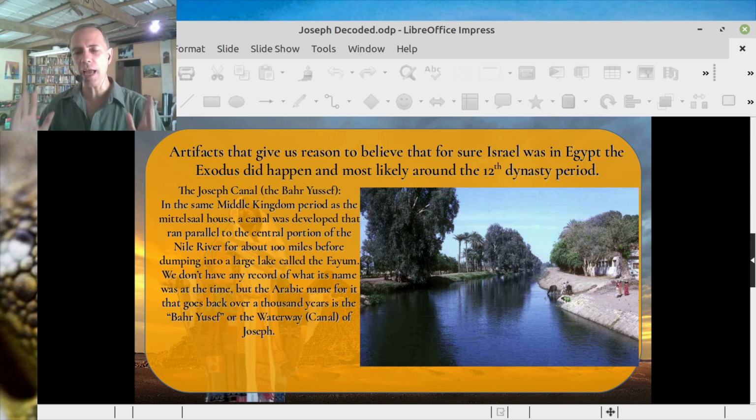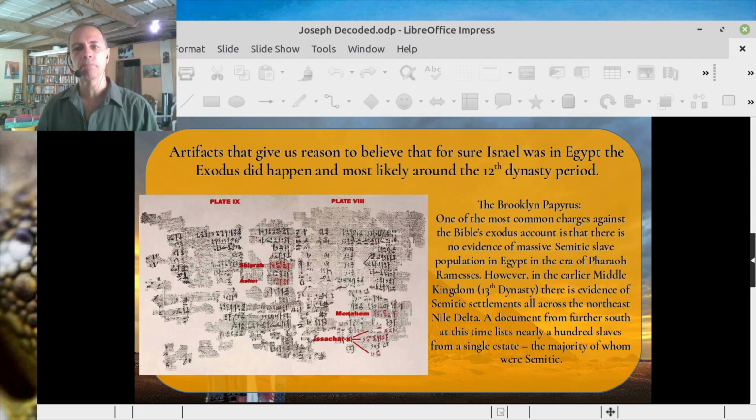And so there's this canal over in Egypt that exists today, runs about 100 miles, and has always been known as Joseph's Canal. Was it one that Joseph built during his time period? Hard to say, but there's reason to believe that it's carried that name for a reason. And so it's just another one of those little things. It's not definitive proof by any way, but it's something that helps bring our narrative of the Joseph story together.